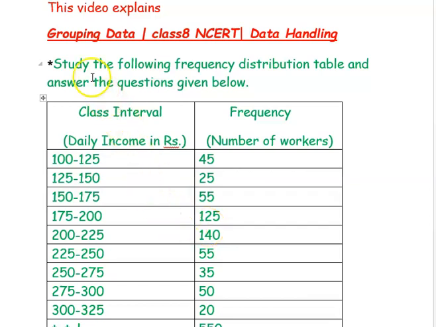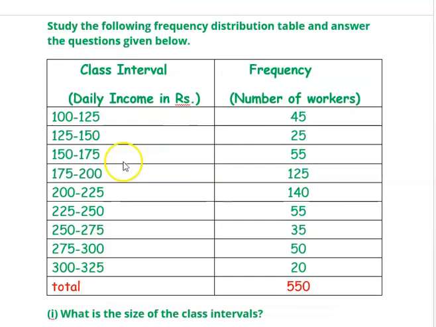In this video, we are going to see grouping of data with a few examples. First question is, study the following frequency distribution table and answer the questions given below. The frequency distribution table says class interval that represents daily income in rupees, and the frequency column gives the number of workers. The class interval starts from 100 and ends at 325. The total number of workers they have given is 550.